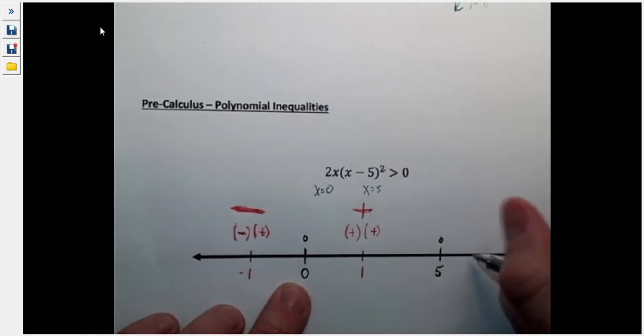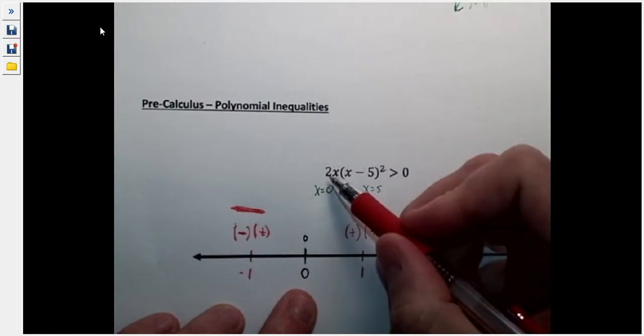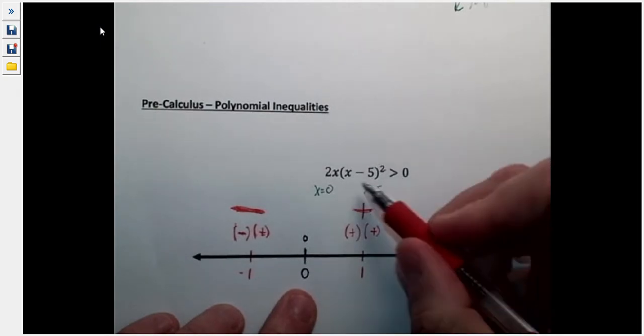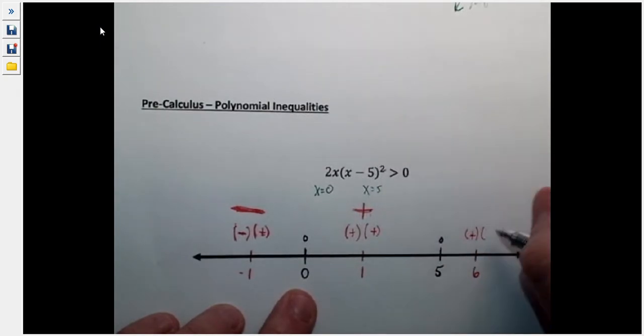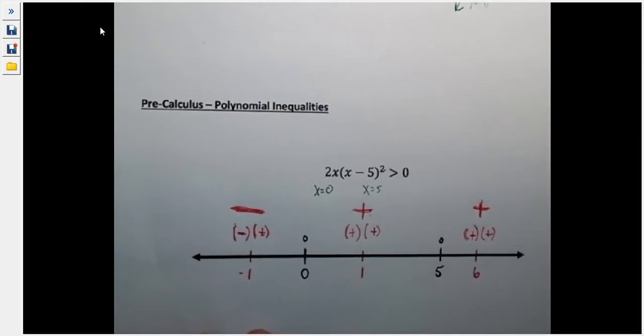Again, I'm going to do the same thing over here. I'm going to pick a number bigger than 5. I'm going to keep it simple, 6. And again, I'm going to plug 6 into each one of my factors. 6 times 2 is 12. That's a positive number. 6 minus 5 is 1 squared. That's a positive number. And then a positive times a positive will be positive.